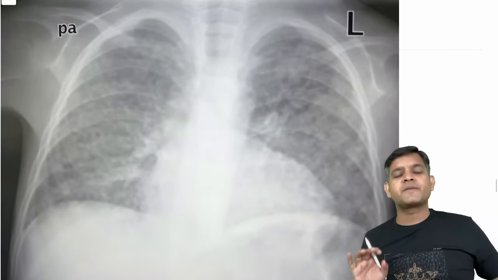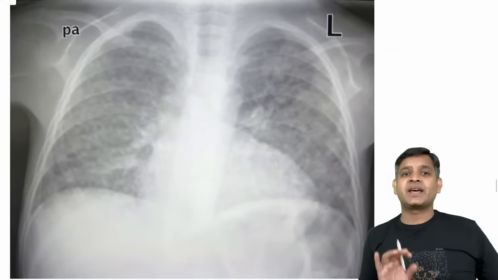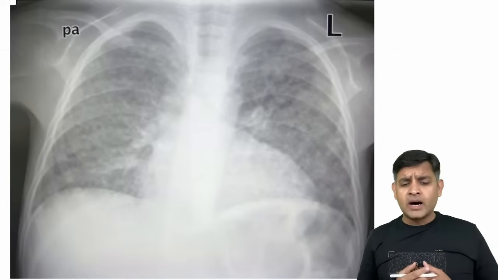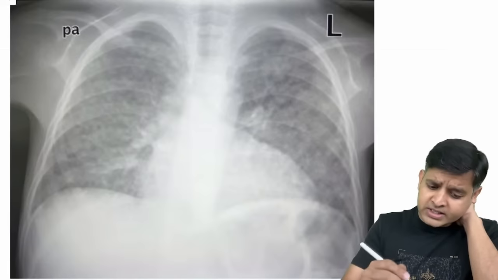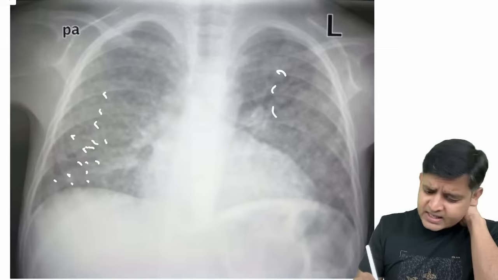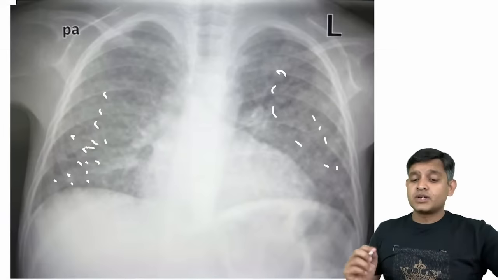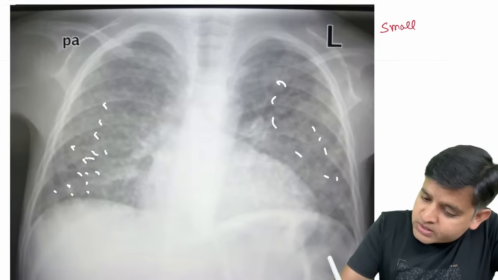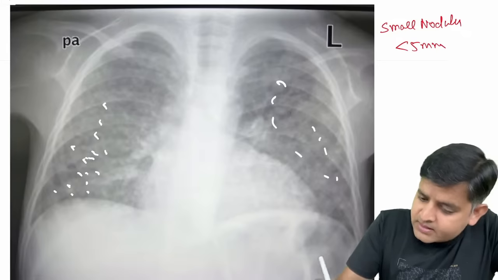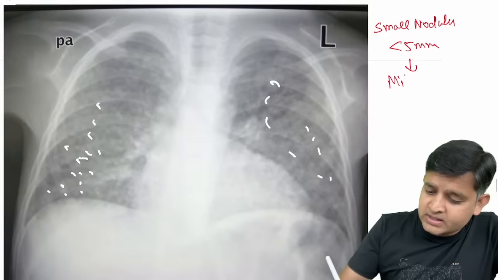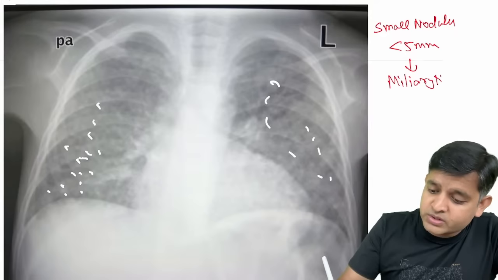Now quickly tell me, what is this? What is this X-ray that we are seeing? Definitely it's a chest X-ray. What is so peculiar about this chest X-ray? I can see multiple dot nodules scattered in the bilateral lung parenchyma. Remember the rule, whenever you see small nodules less than 5 millimeter scattered in the bilateral lung parenchyma, you have only one answer: miliary nodules.